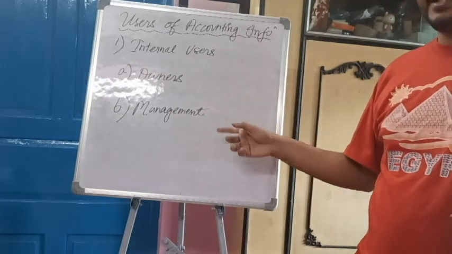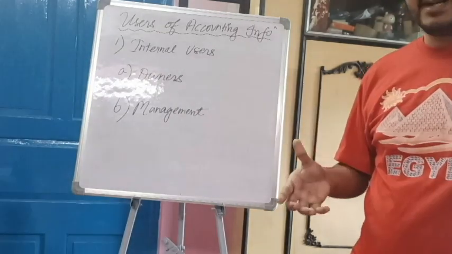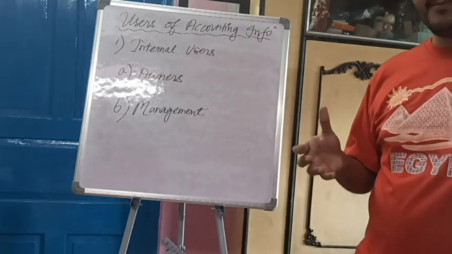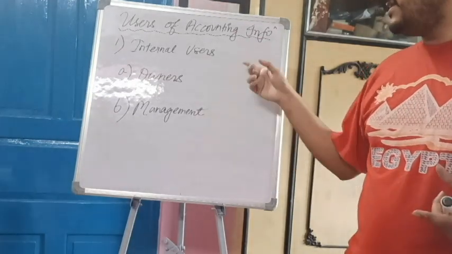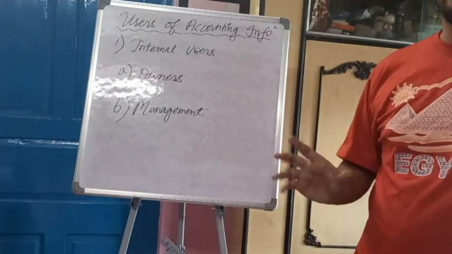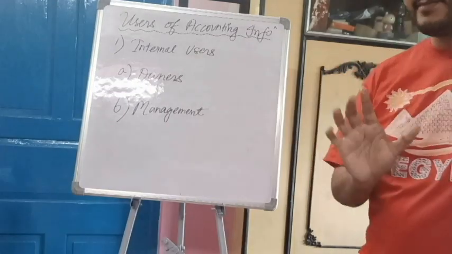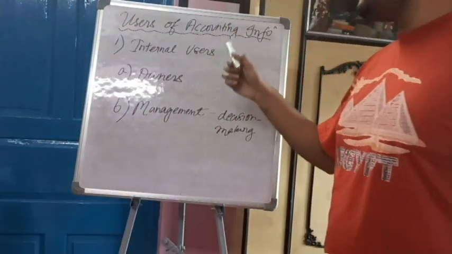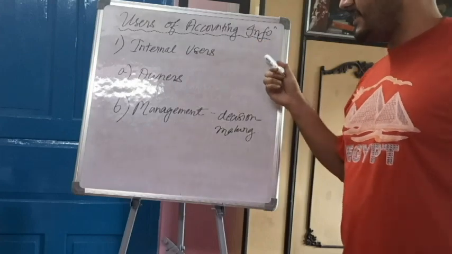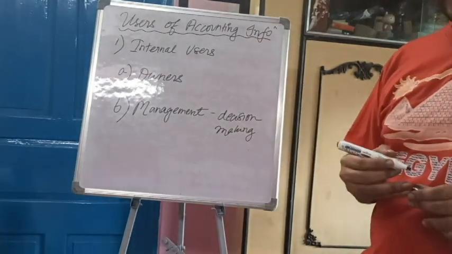Next is management, that is the functionality part. That means those who work for the company. The management must know the accounting information for what purpose? For mainly decision making purpose. Management must know the accounting information for the purpose of decision making.